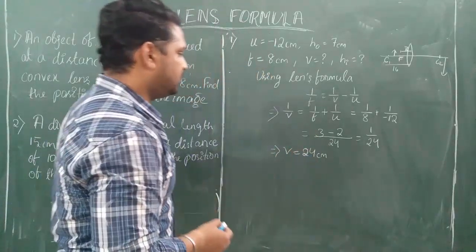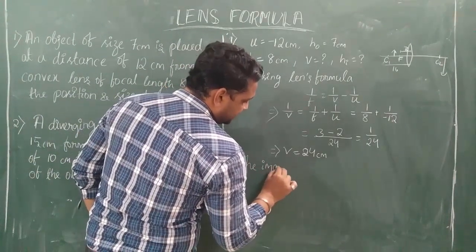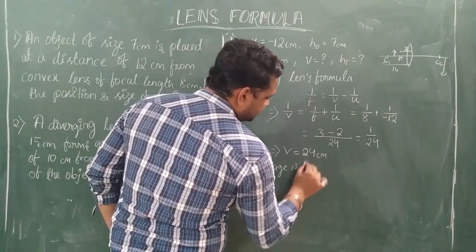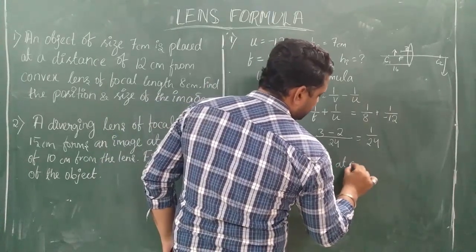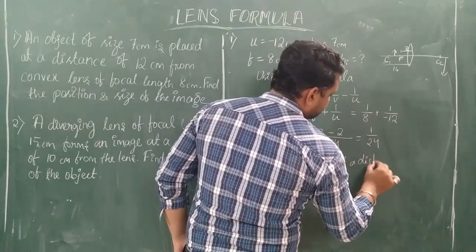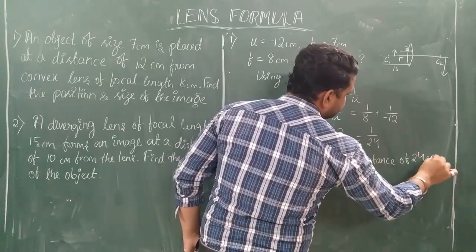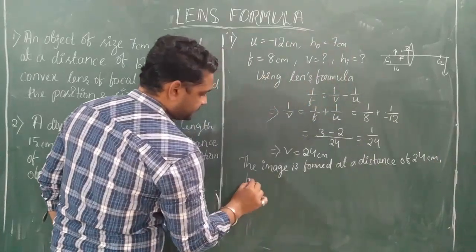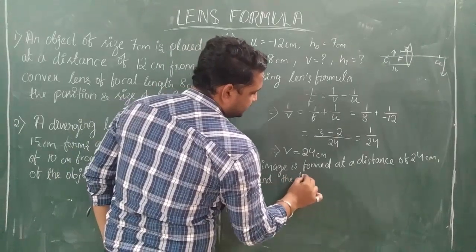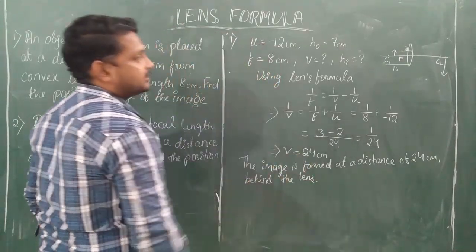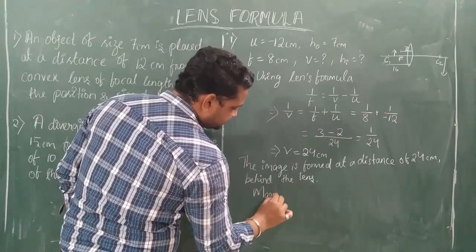Understood? Good. So you can say the image is formed at a distance of 24 centimeter behind the lens. Next, we need to find the size of the image. Now, magnification.